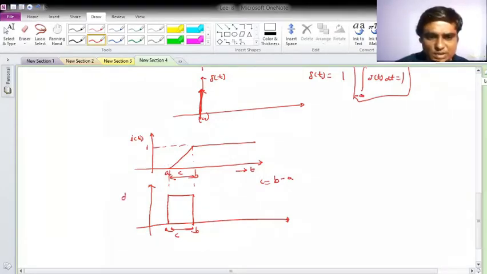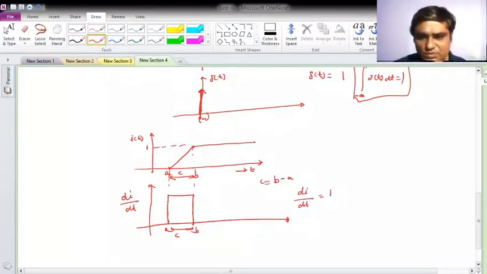So what is my di by dt here? What is the slope? Di by dt will be, say, this is x1, y1 and x2, y2, so y2 minus y1 upon x2 minus x1, which is 1 over c. So this magnitude will be 1 by c. So what I am observing is, if I differentiate this ramp, which is from a to b, I'll get one box function, which is like this.